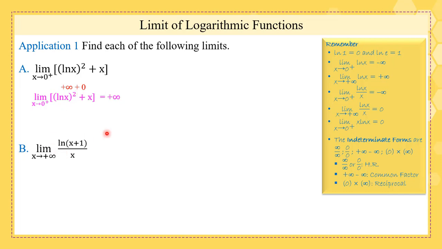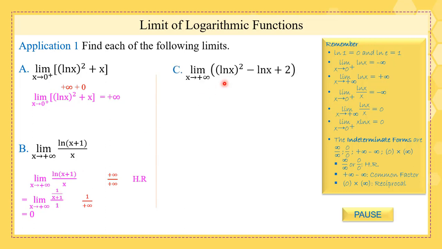Try to do the second limit and compare your answer. Okay, when x tends to plus infinity, we get ln plus infinity is plus infinity over plus infinity. So we can apply L'Hopital's rule. We derive the numerator alone, the denominator alone. The derivative of the denominator is 1. The derivative of the numerator is u prime over u, which is 1 over x plus 1, which is 1 over infinity, which is 0.